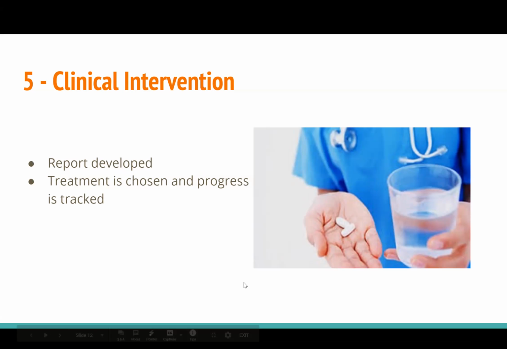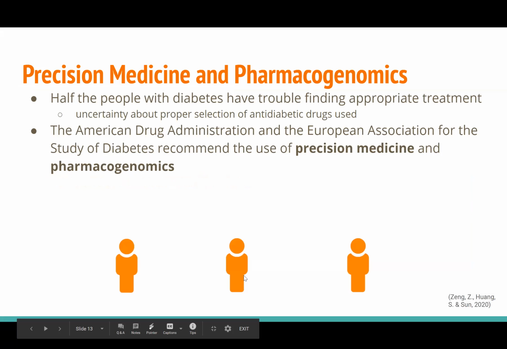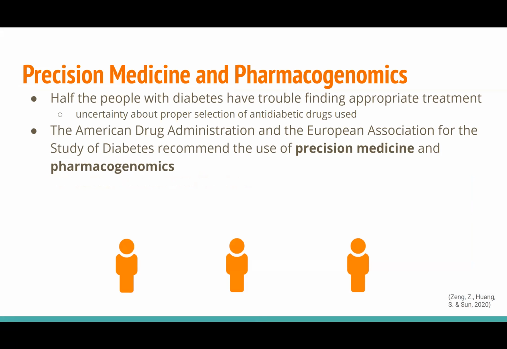So now that we understand how precision medicine is carried out, let's talk about some of the subgroups of precision medicine. One subgroup is pharmacogenomics.